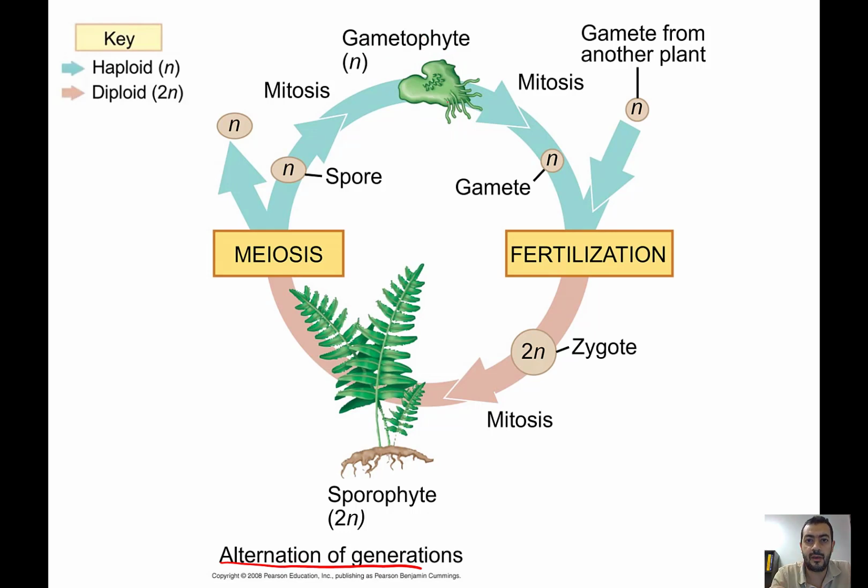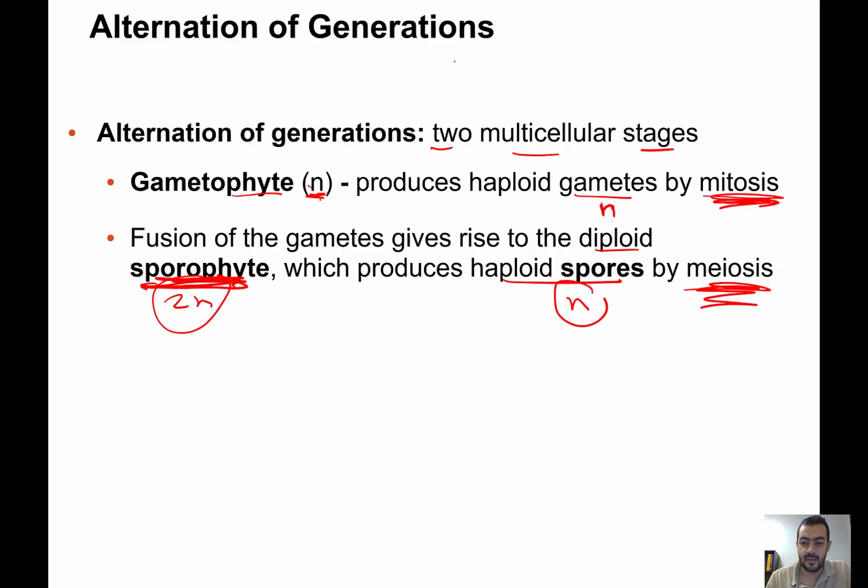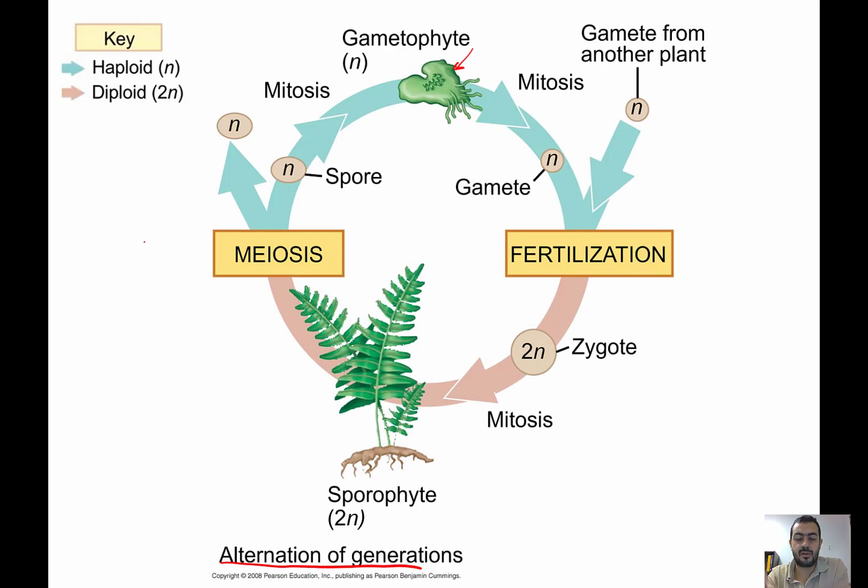It is not a unicellular stage, or it's not one cell. This structure is actually composed of many cells. Remember, two multicellular stages. So the gametophyte and the sporophyte, both of them are multicellular stages. The gametophyte produces the gametes. The gametes are haploid. The same for the gametophyte, it is also haploid.